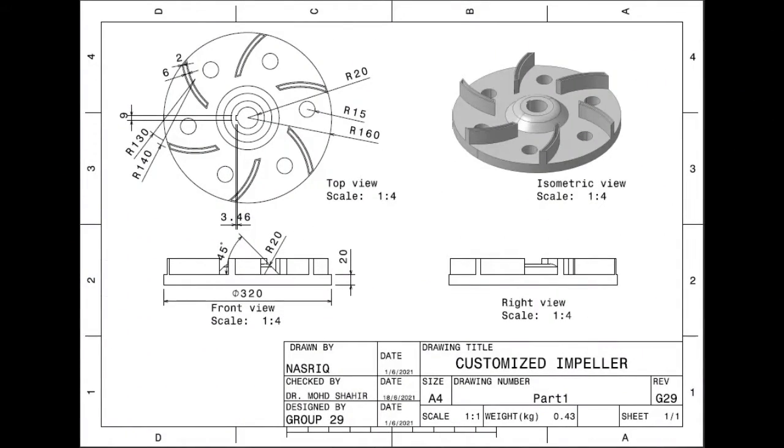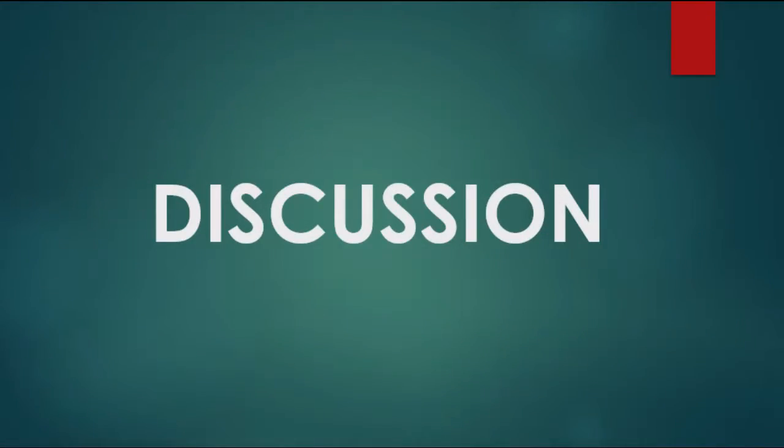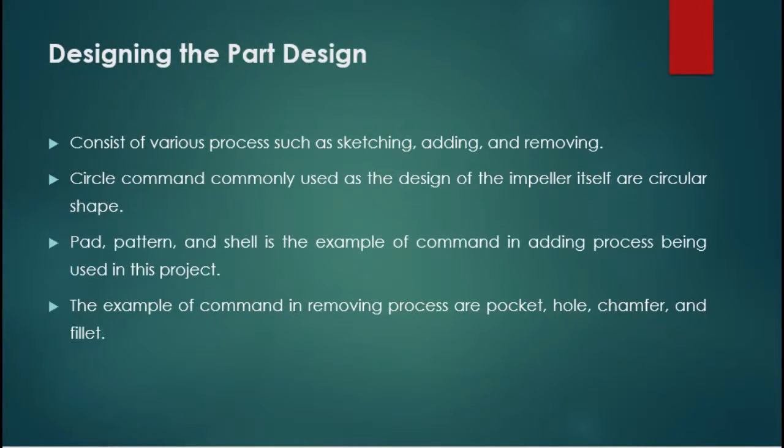So this is the result for detailed drafting and sectional drafting. Now we go to the discussion part. Designing the part consists of various processes such as sketching, adding and removing. The circle command is commonly used, as the impeller itself is a circular shape. Pad, pattern and shell are examples of commands in the adding process used in this project. Examples of commands in the removing process are pocket, hole, chamfer and fillet.